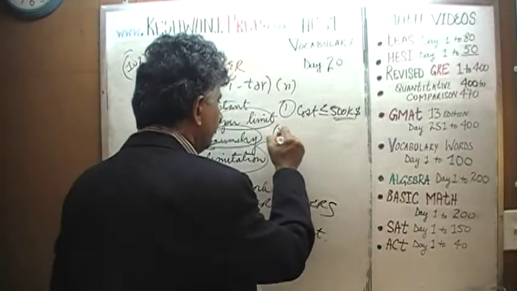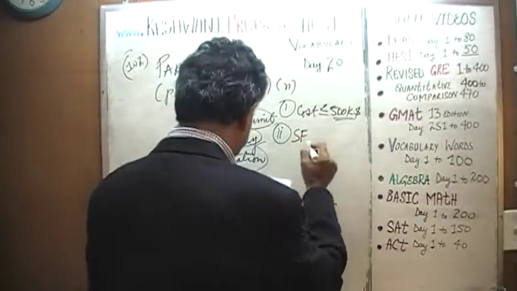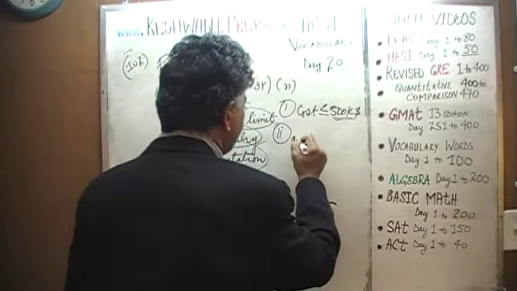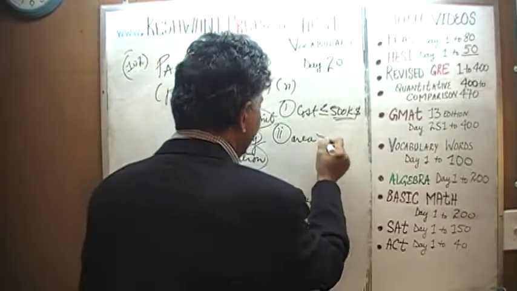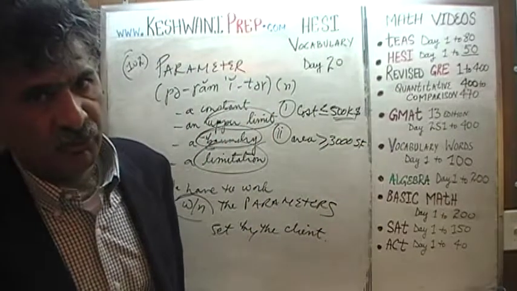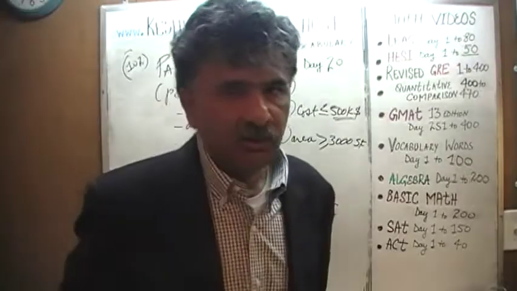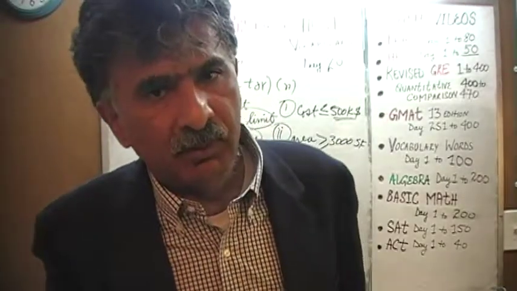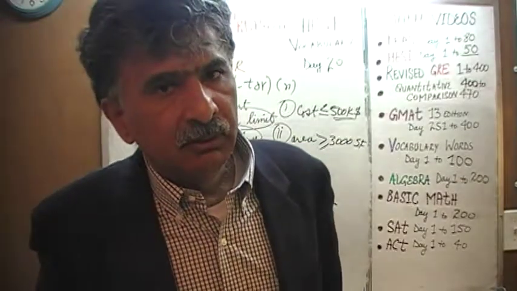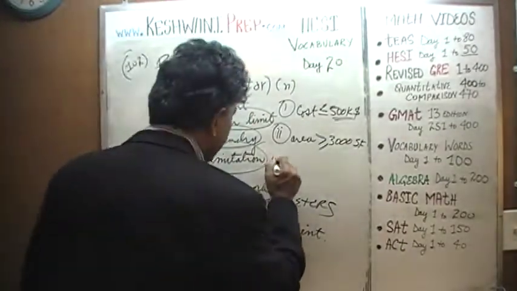Is there any other parameter? Yes, there is another parameter. I would like to have the total area to be at least 3,000 square feet. It must be at least 3,000 square feet, no less than that. That's the minimum requirement we have. That's the second parameter you must observe, you must adhere to. Is there any other parameter? Yes, there is one more parameter.